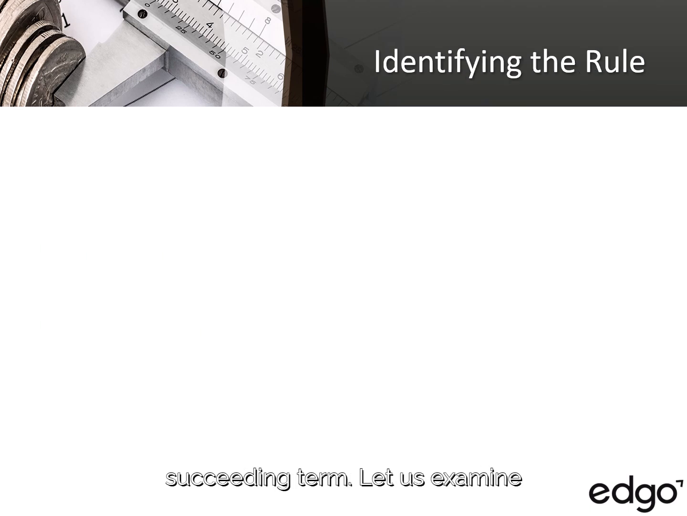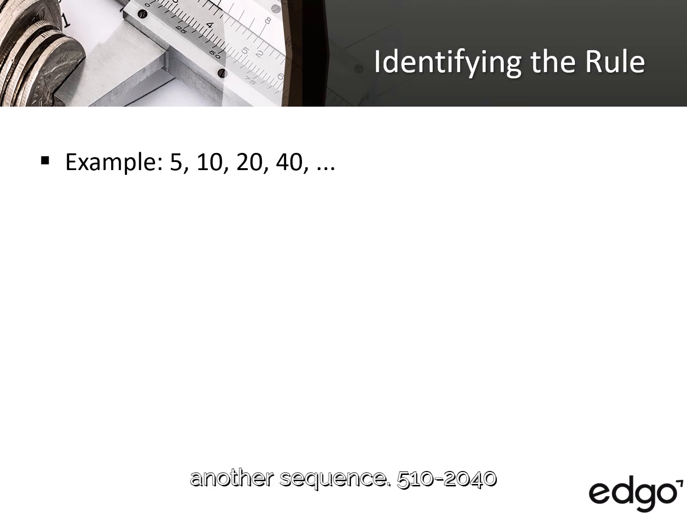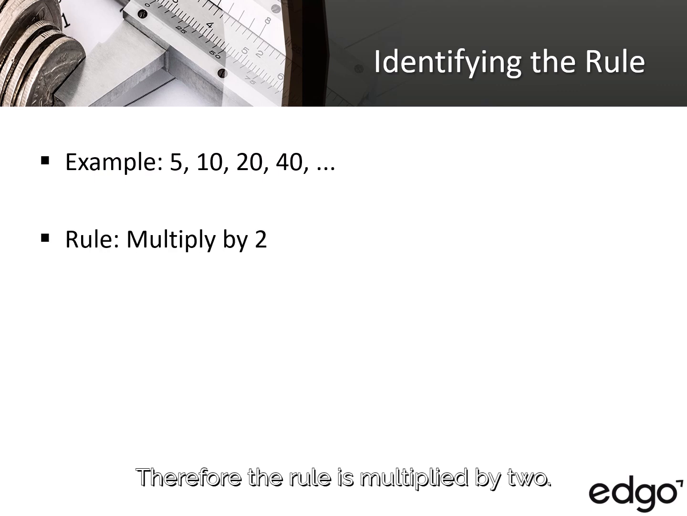Let us examine another sequence. 5, 10, 20, 40, and so on. At first, you might think that we are simply adding numbers. But let us examine the relationship carefully. 5 multiplied by 2 equals 10. 10 multiplied by 2 equals 20. 20 multiplied by 2 equals 40. Therefore, the rule is multiply by 2.